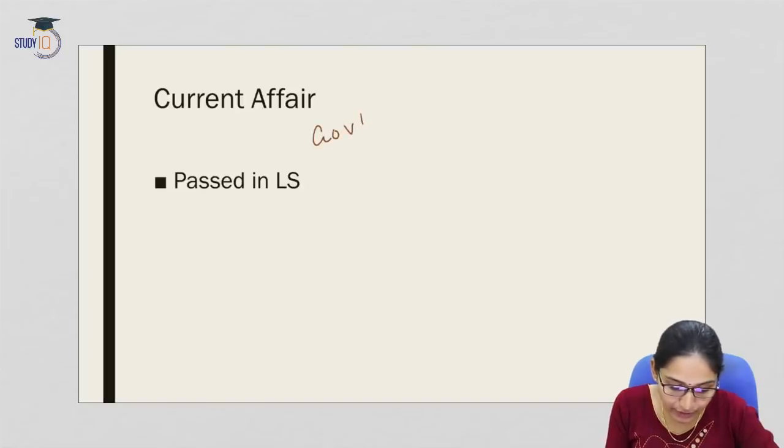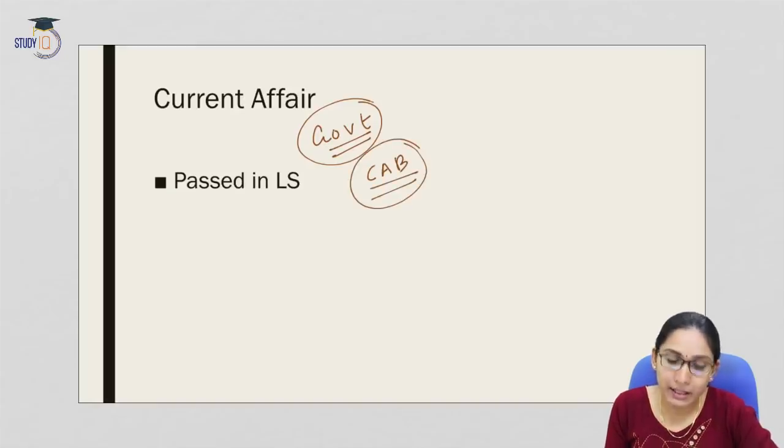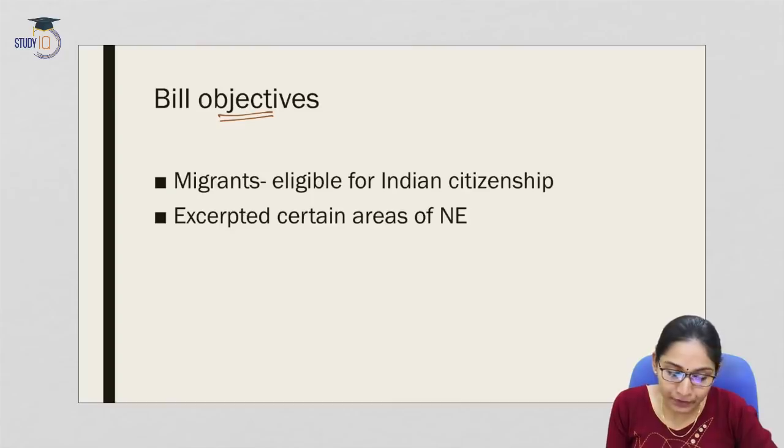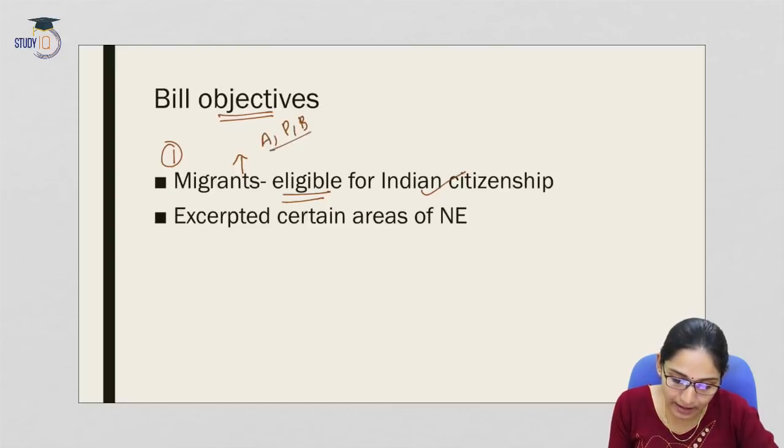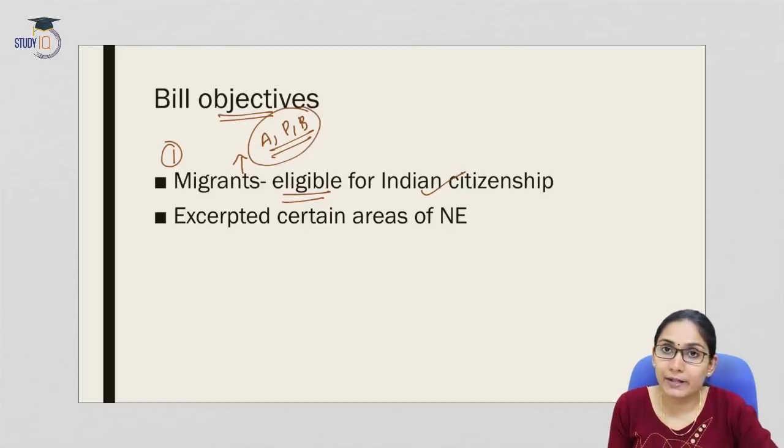The government has introduced the Citizenship Amendment Bill, known as the CAB. CAB has been introduced in the Parliament and Lok Sabha has already passed the CAB. So this is the current affair. Now let us come to the objectives of this bill. First, the bill proposes to make it easier for certain categories of migrants to become eligible for Indian citizenship. These are the minorities from countries like Afghanistan, Pakistan and Bangladesh. Minorities in these countries will become eligible for Indian citizenship according to this bill.